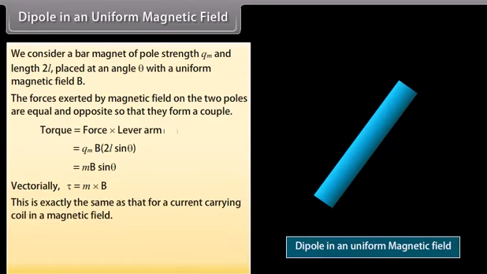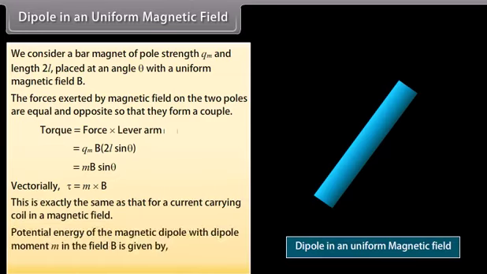This is exactly the same as that of a current carrying coil in a magnetic field. Potential energy of the magnetic dipole with dipole moment m in the field B is given by U = −m · B.